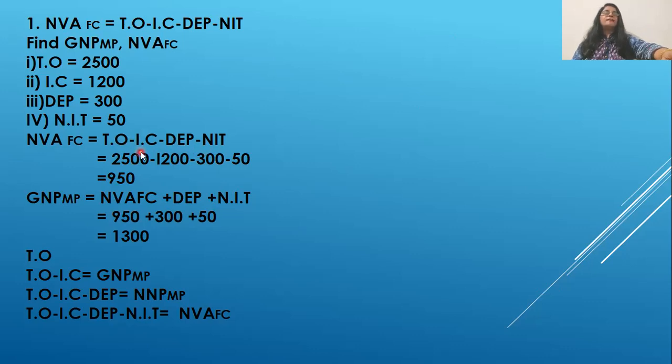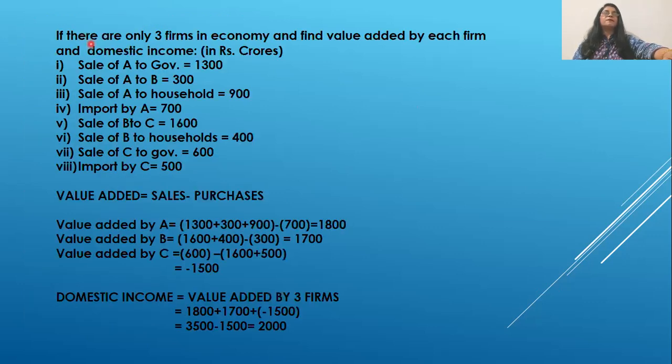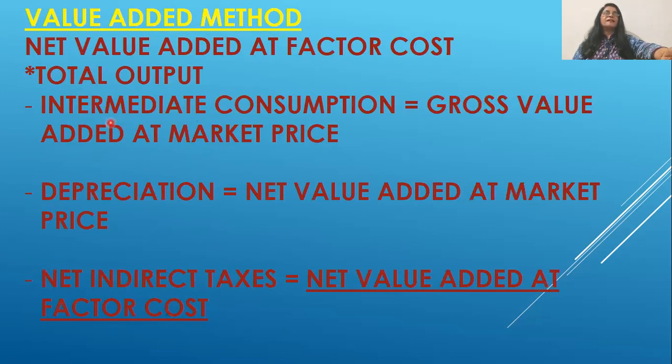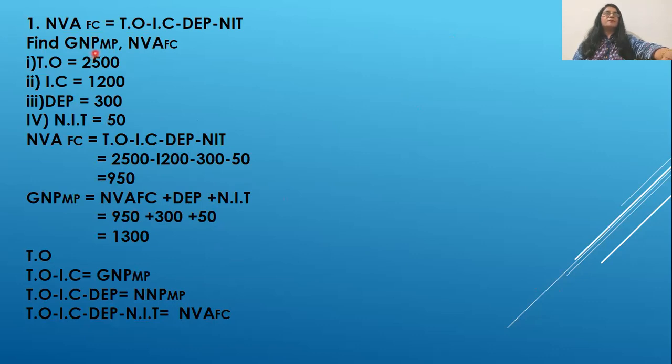When we are deducting intermediate consumption from total output, we get GVAMP. So here actually it should be GVMP, it should not be GNPMP. I'll try to correct it when I'll be sharing it. So it is GVMP actually.